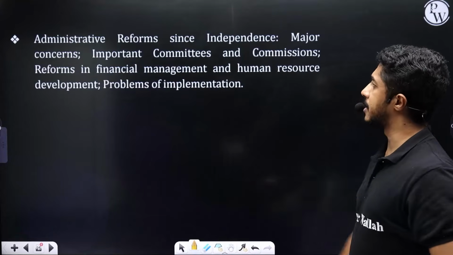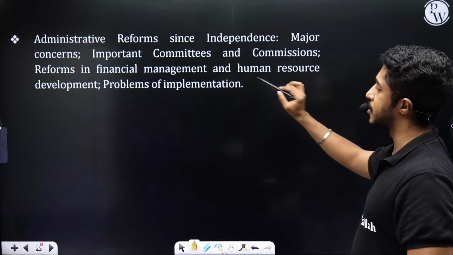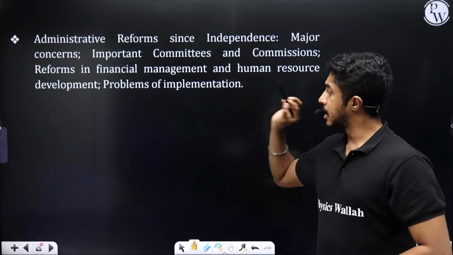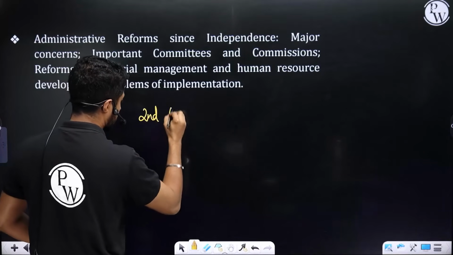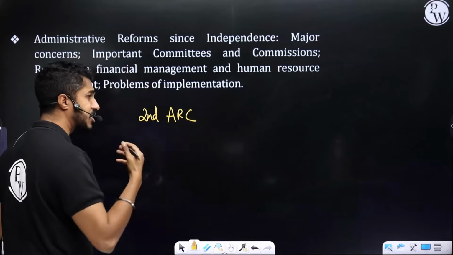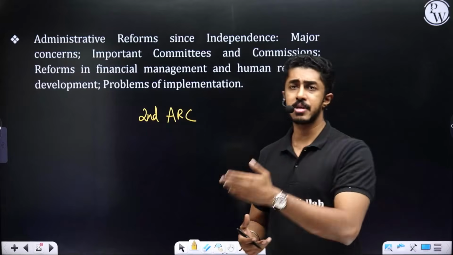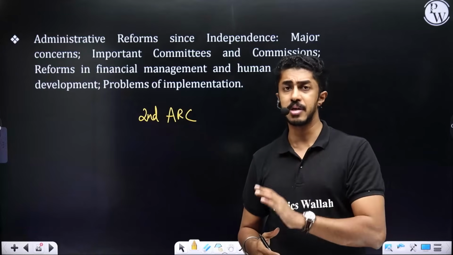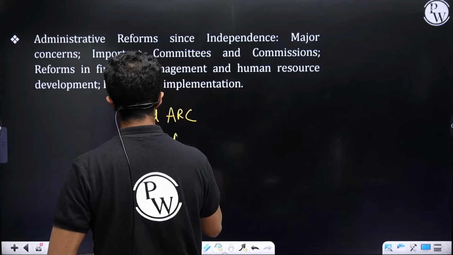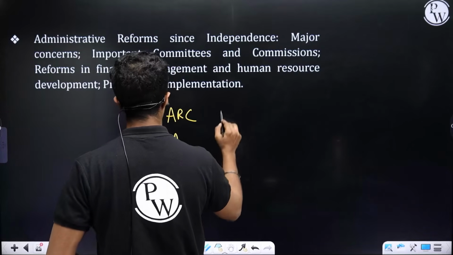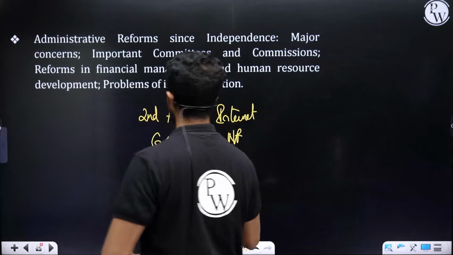Administrative reforms since independence, major concerns, important committees and commissions, reforms in financial management, human resource development, problems of implementation. This is basically the second ARC, the Second Administrative Reforms Commission, and major committees like the Punchhi Commission, Sarkaria Commission, Malimath Committee, Ribeiro Committee. Multiple committees are there. You will come across it when you are preparing with Goyal, Arora, and Fadia. And any major committees or commissions which are in news, that also you need to track down.